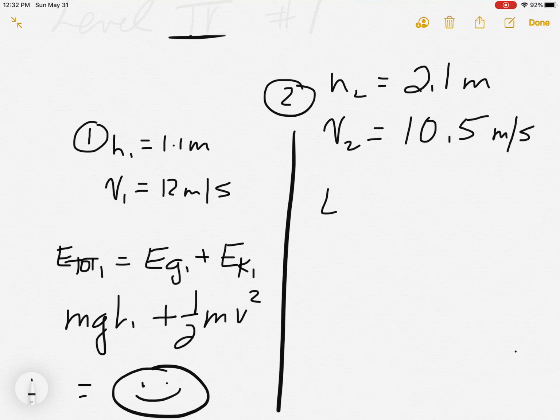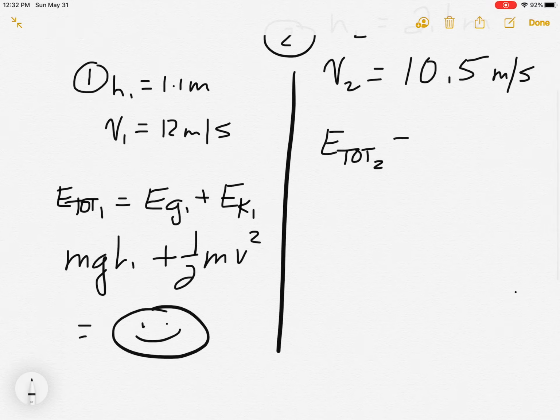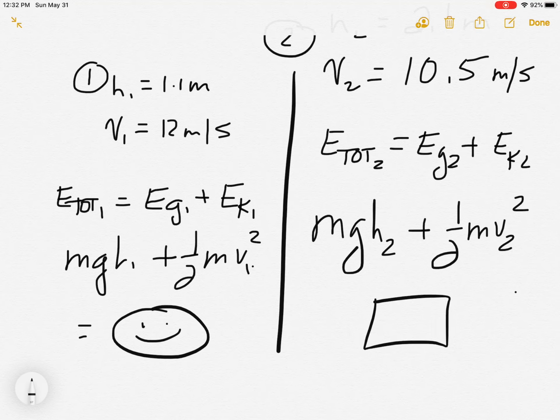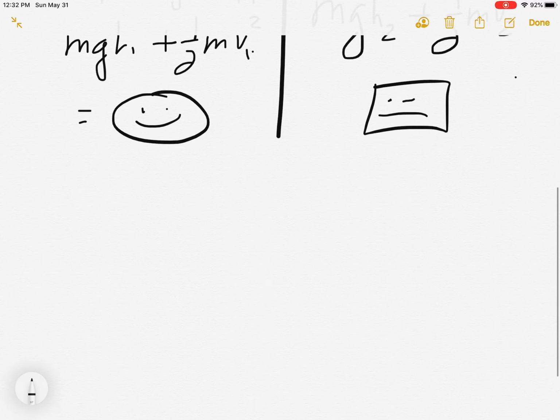Then you can figure out the total energy at position 2. Right? And that would be equal to Eg2 plus Ek2. So mgh2, 1/2 mv squared, and you're going to get another number. This is the energy at position 2. So it's going to be different because we're assuming that some is lost. Some is lost due to air resistance.